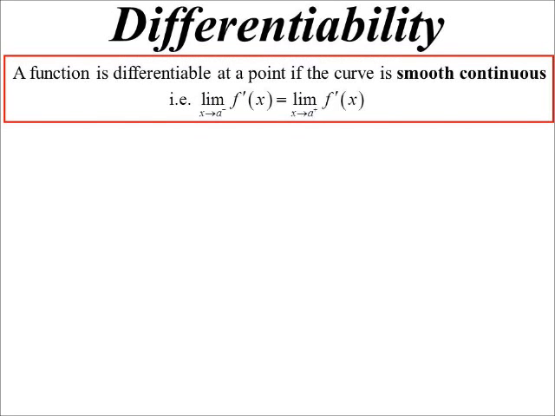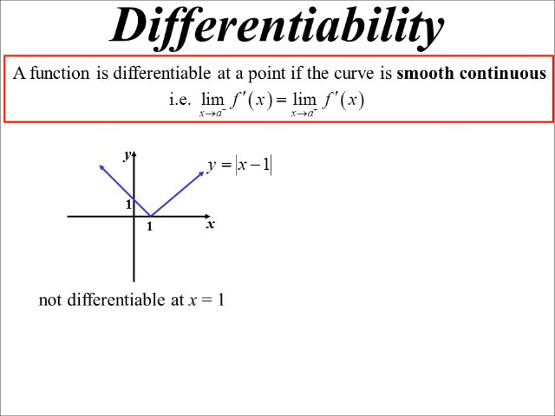It has to be not only continuous, but smooth continuous. So no sharp points. Another way of thinking about that, using notation that you don't really need to know, is that the limit as a approaches from the negative side and from the positive side of the derivative needs to be the same. So it would be nice and smooth. So an absolute value curve would not be differentiable at 1. It is everywhere else, because it's nice and smooth everywhere else, but at 1 we've got a sharp point, so not differentiable at 1.